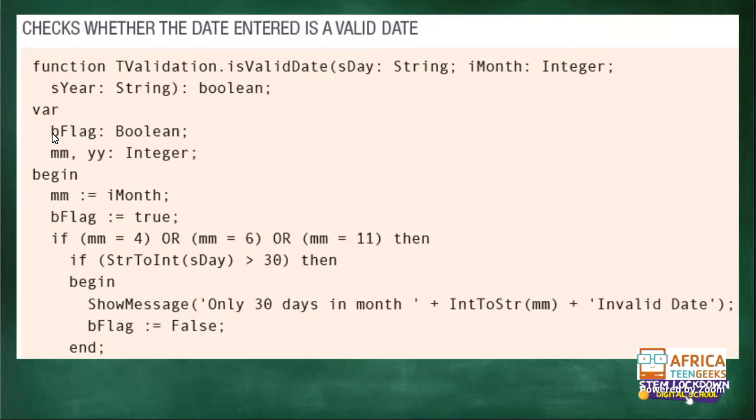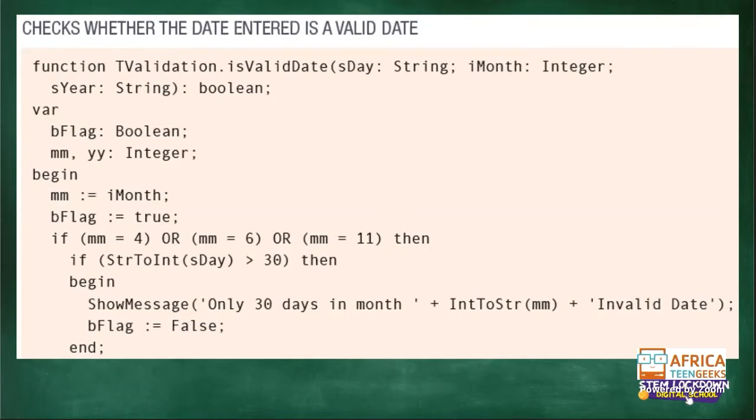I'm assuming that is what's going to get a value based on whether this date is valid or not, and my result will become b flag in the end. And then for some reason, this person created an MM and a YY. I'm assuming it's month and year of type integer. The first thing this person does is take the parameter I month and assign it into MM. Now, why? I'm not quite sure why.